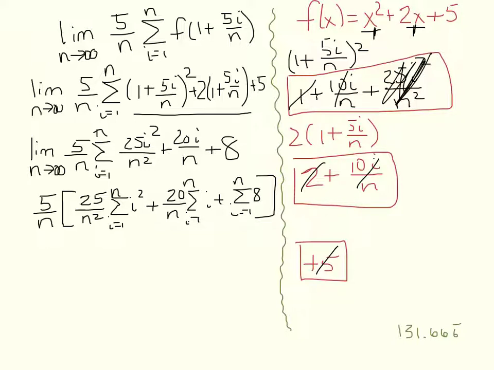Alright, so I've broken this down into its individual pieces. And you can see now that my first term is simply in terms of i squared. My second term is in terms of i. My third term is in terms of a constant. I'm going to go on to the next page and give myself a little bit more working room. Oh, by the way, down here at the bottom, just as we remember, this is the number we're looking for, 131.666 repeating.